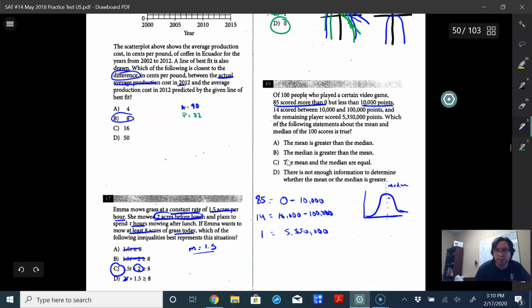And then the mean is going to be pulled towards the outlier spike, remember? Since the mean is being pulled way up because of this value here, that means the mean has to be greater than the median. The median is going to lie right here, at numbers 49 and 50, in this column, in this row here. So we see the mean is greater than the median, and so the answer choice is A on this one.